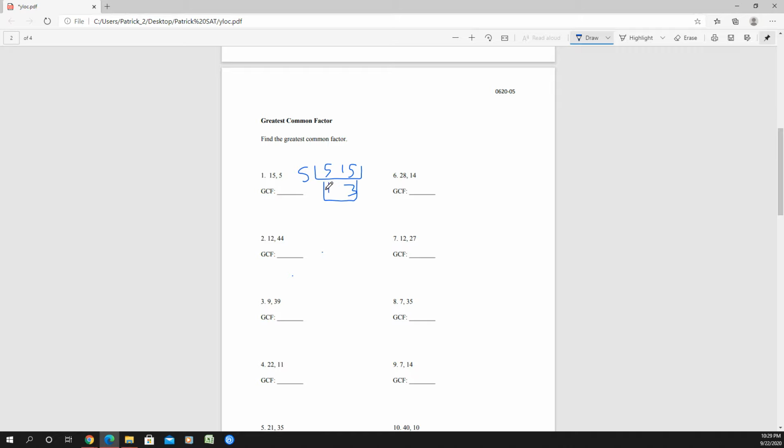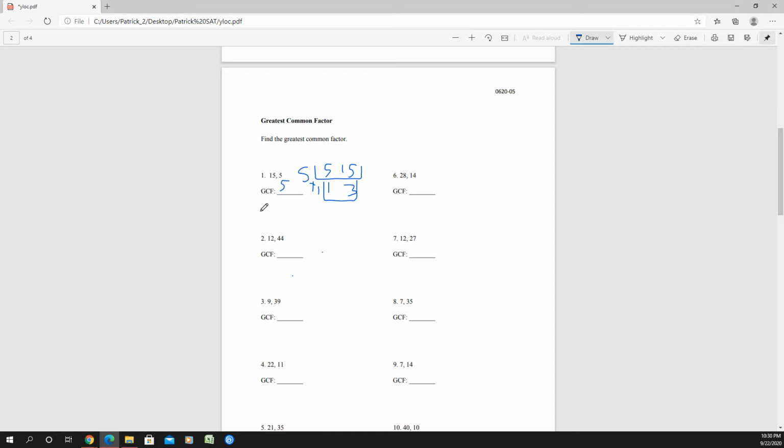Now, because there's a 1 here, 1 can't be divided by 2, 3, 4, 5, and on, which means it gets stuck. And so we just put 1 here and end it. And then you multiply everything on the left side, which would just be a 5 this side. And this is how we find the GCF.